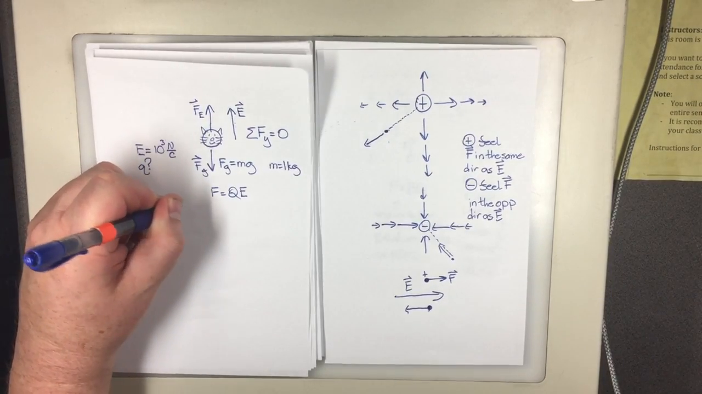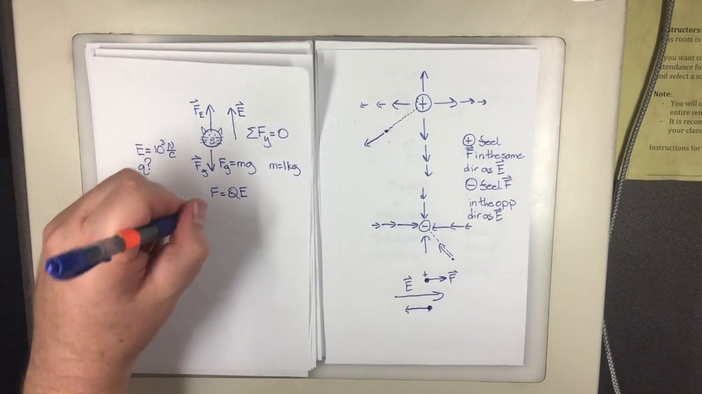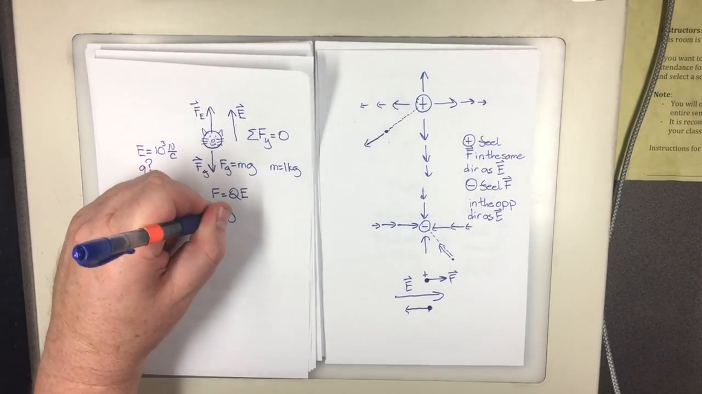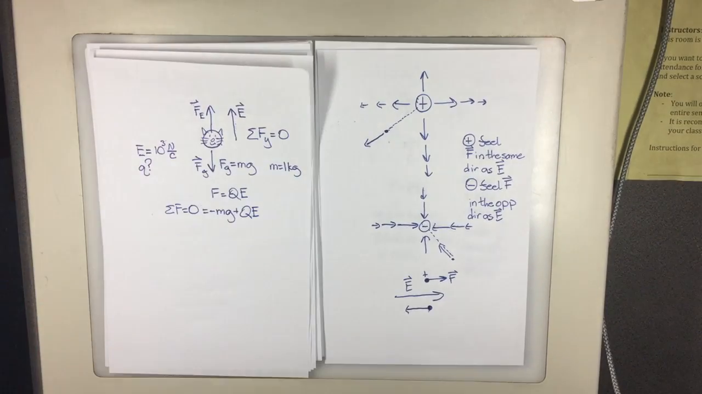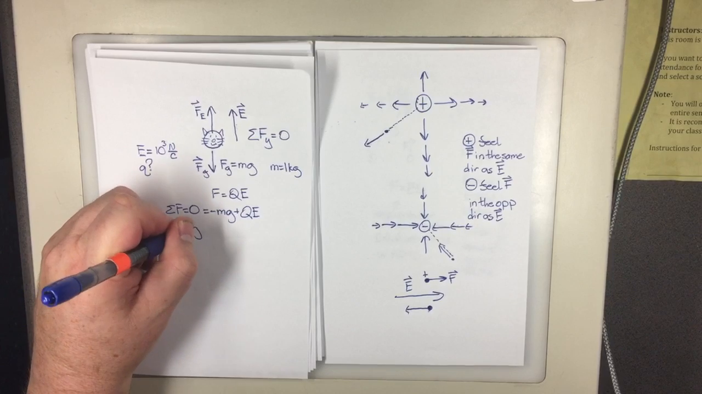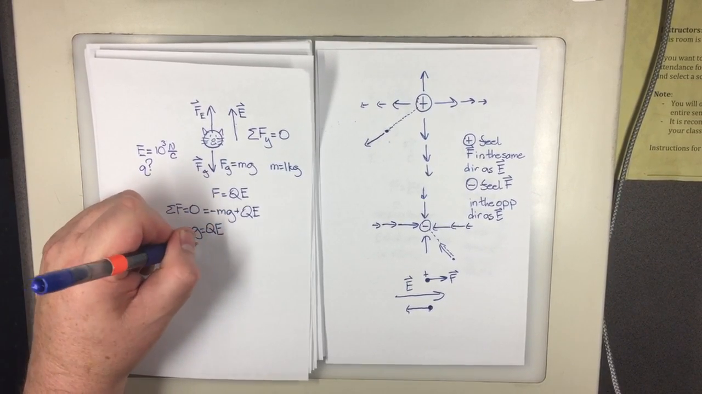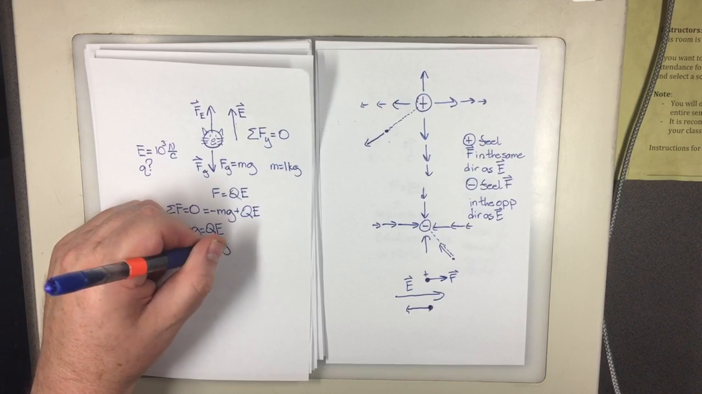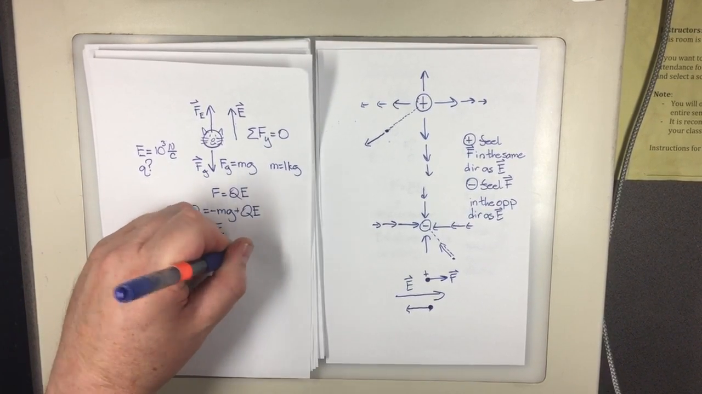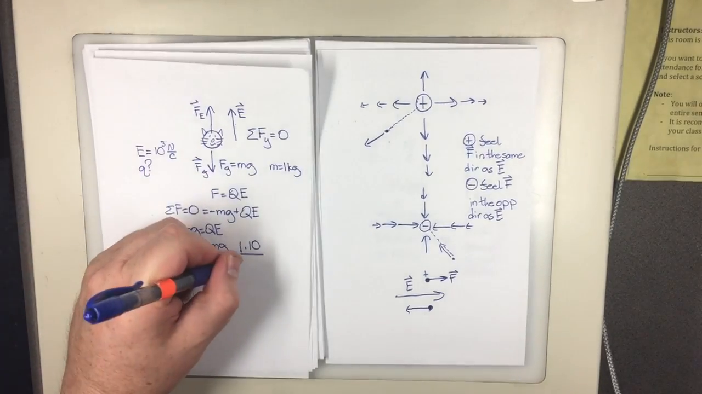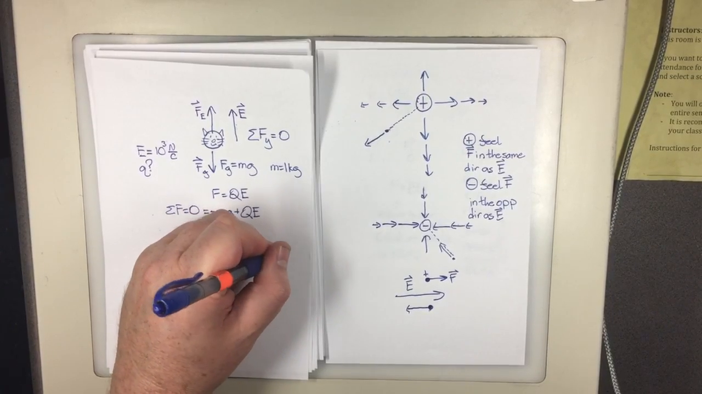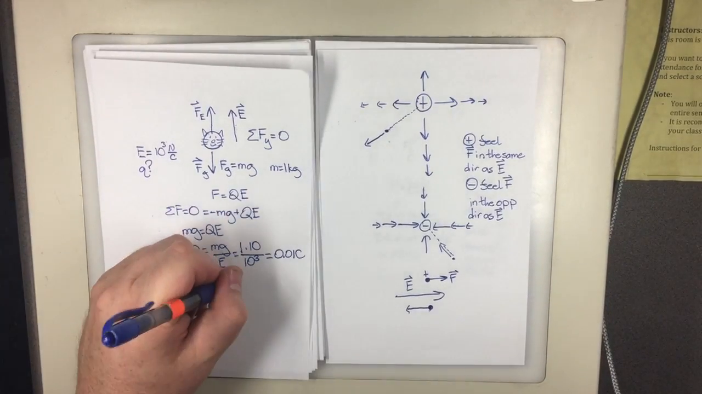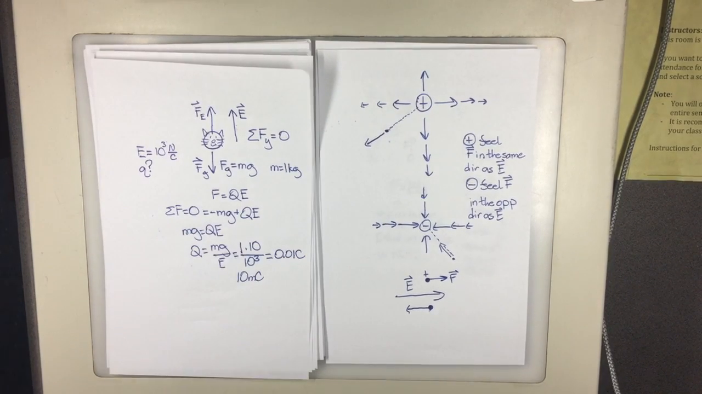The sum of the forces is equal to 0. It's not moving up or down. The downward force is minus mg. The upwards force is QE. Therefore, mg is equal to QE, and Q is mg over E. So m is 1, g is 10, electric field is 1,000. So there is 0.01 coulombs, or you could say 10 millicoulombs on that cat in order to keep it levitated.